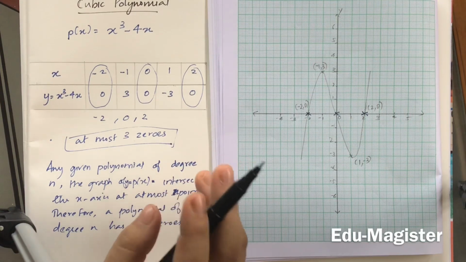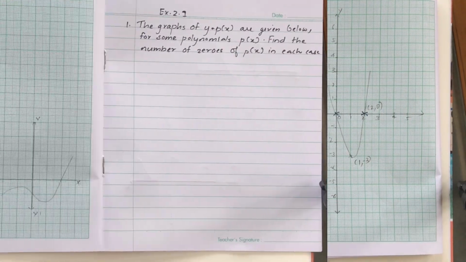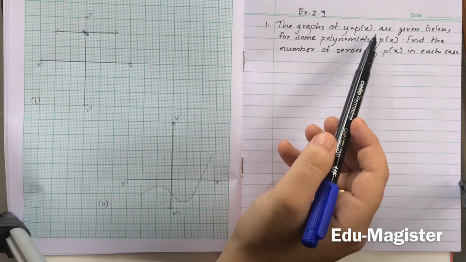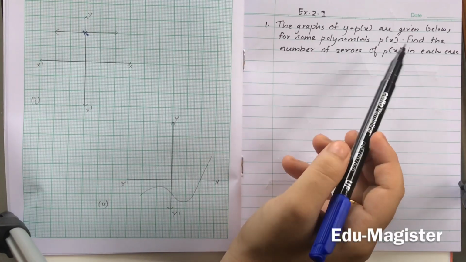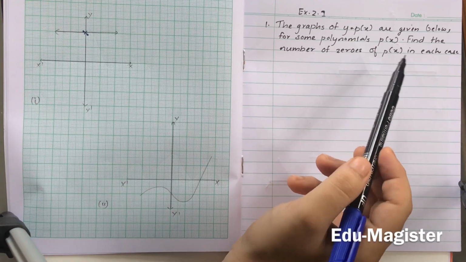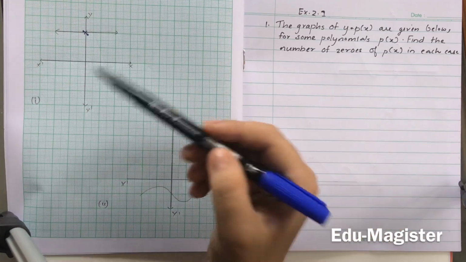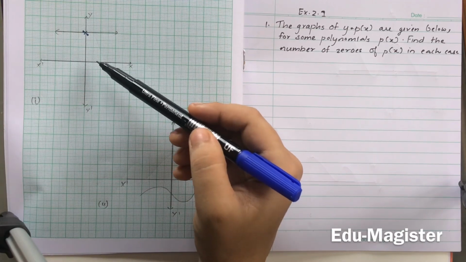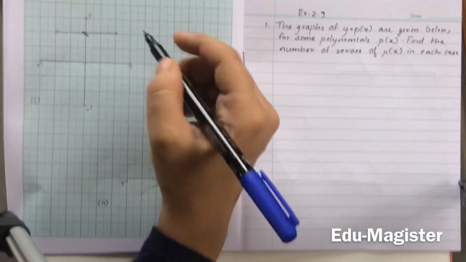Now let's look at the exercise questions. Exercise 2.1, question number 1. The graphs of y is equal to p of x are given below for some polynomials p of x. Find the number of zeros of p of x in each case. Question number 1. In this graph, you see that it doesn't intersect the x-axis at all. So it has no zeros.